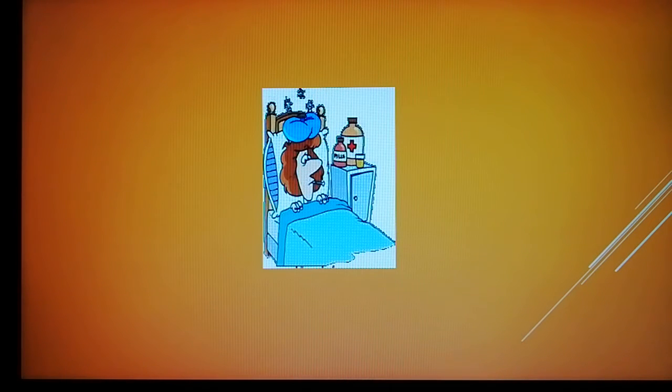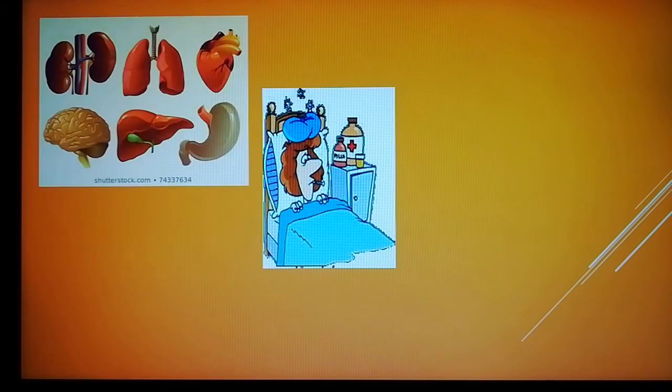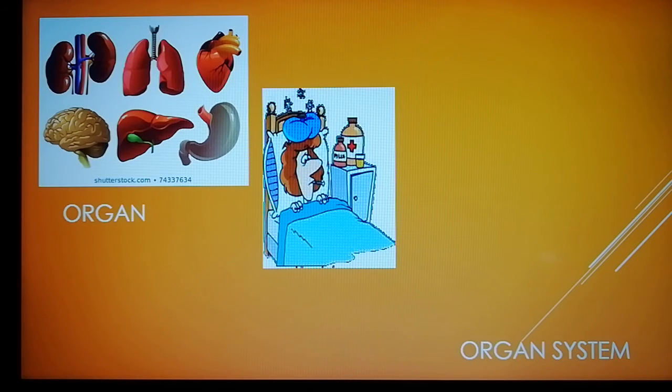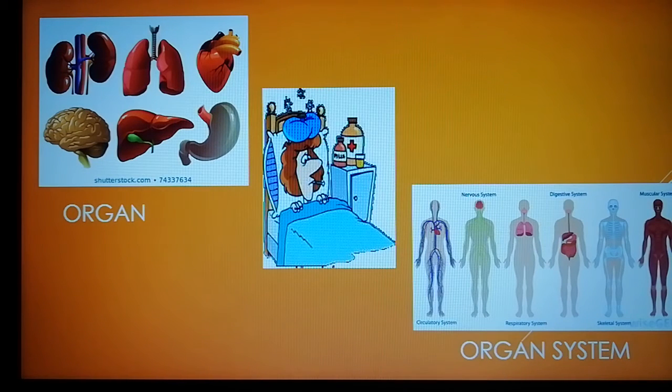Now, see, when a person is having some disease, or he or she is not well, then maybe some parts of his or her body, or maybe an organ is not functioning properly, or maybe an organ system, or maybe several organ systems are not functioning properly. Okay, this is what happens because our body is made up of organs and organ systems.